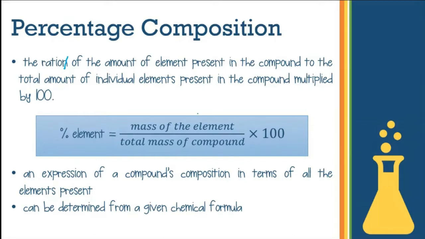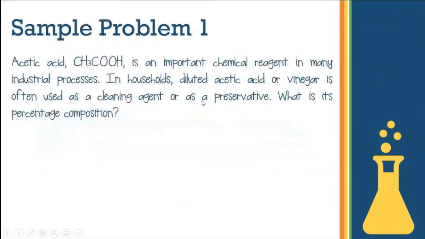So, it is an expression of a compound's composition in terms of all the elements present and can be determined from a given chemical formula. So, let's start with this first problem. Acetic acid, CH3COOH, is an important chemical reagent in many industrial processes. In households, diluted acetic acid or vinegar is often used as a cleaning agent or as a preservative. What is its percentage composition?